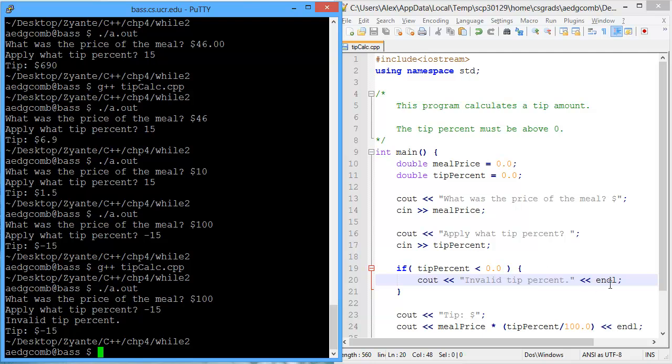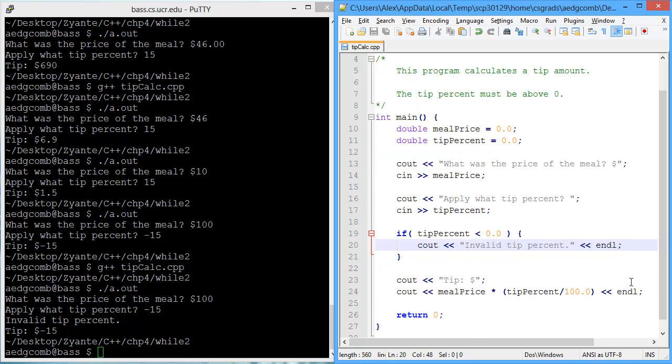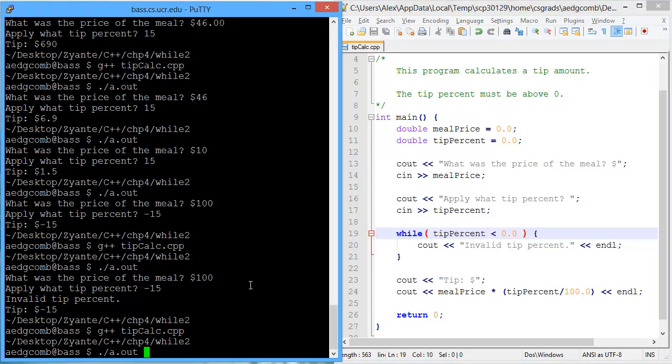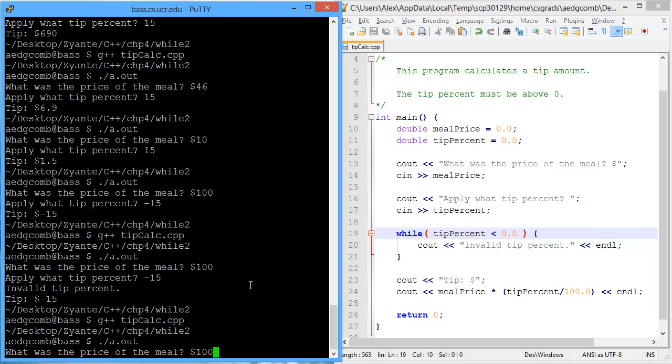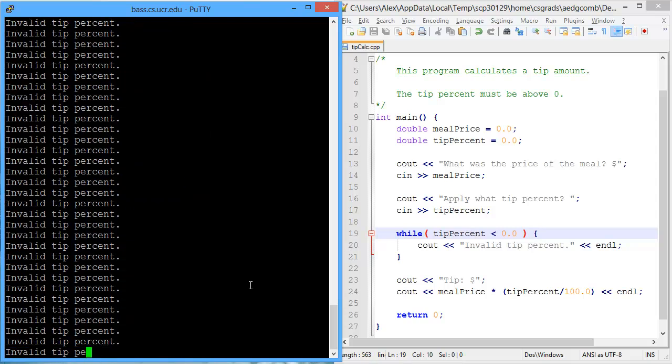That's pretty good. What would be even better is if the program just asked again for a tip percent. It just asked the question once again, apply what tip percent. And we can't do that with an if statement, but we can with a while. So let's change this if to a while, and let's see what happens. Compile, execute. $100 meal, negative 15%, and we have an infinite loop of outputting invalid tip percent.